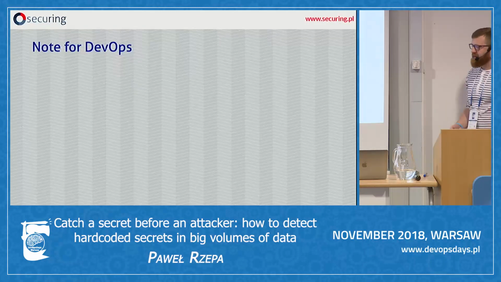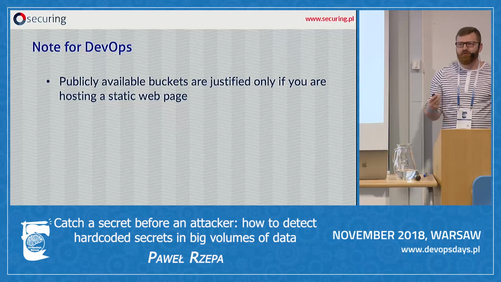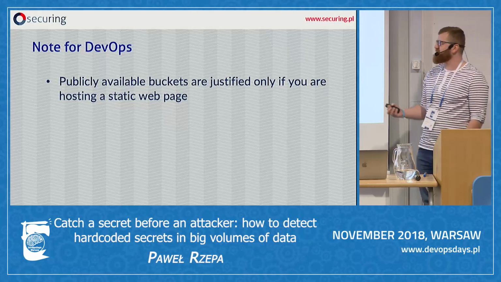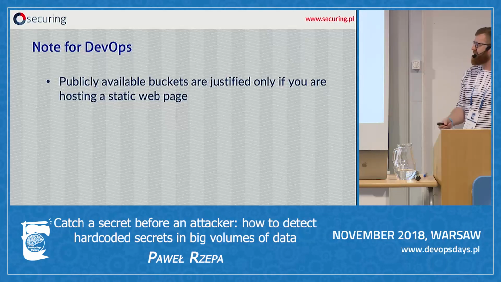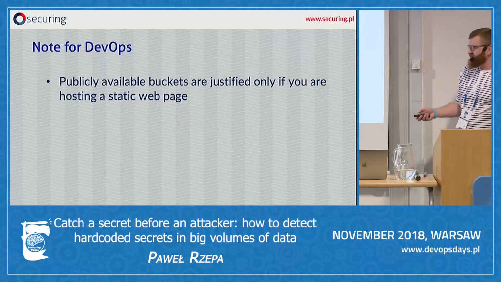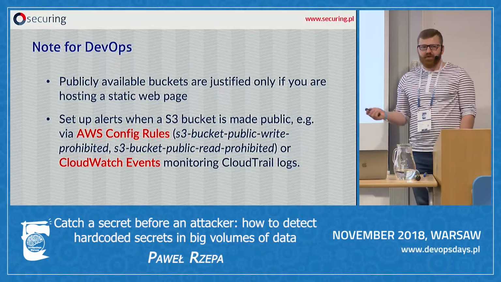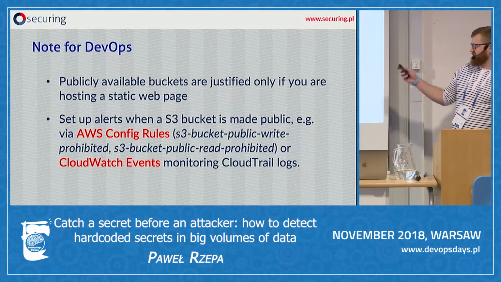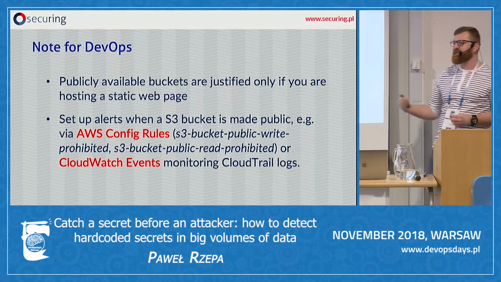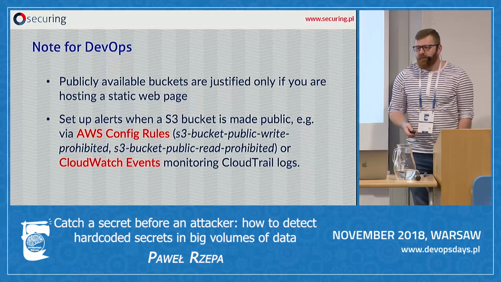So, note for DevOps: the only reason why you should give public access to your bucket is when you are storing the content of a static web page. In any other case, you should avoid it. You can use AWS Config rules. There are ready-to-use rules, so you will be notified if one of your team members creates a publicly available bucket.